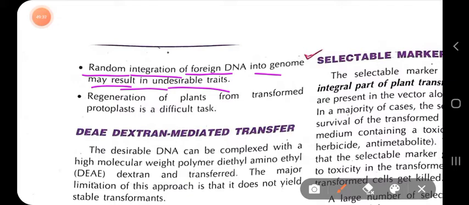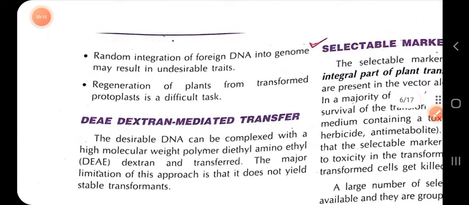And regeneration of plants from the transformed protoplast is a difficult task. Every time they are saying that if we are using protoplast, you have transformed the protoplast with your target DNA, or you have fused the protoplast, but to regenerate the plant from that protoplast is a bit difficult. First, there is difficulty in regeneration of the cell wall from that protoplast. How will you regenerate the cell wall? Then there is difficulty in regenerating the plant cell into a plant through micropropagation. So that is the limitation.